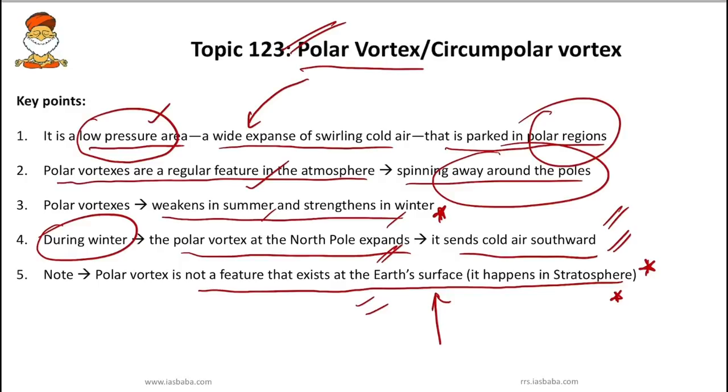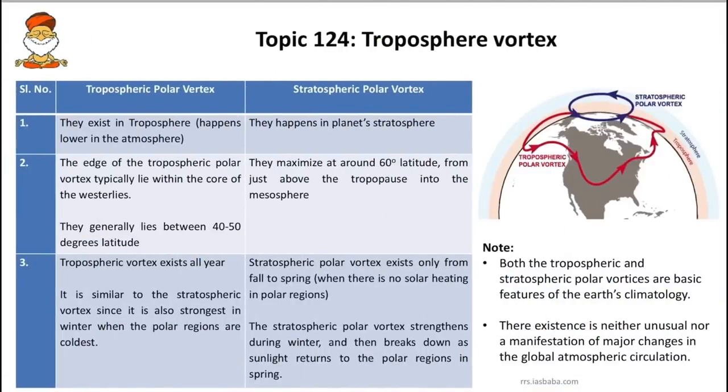So try to remember about the polar vortex. The polar vortex strengthens in the winter, because in winter the cold air is blown southward. Whenever there are summers, the impact of the polar vortex weakens. So this particular difference you have to know.